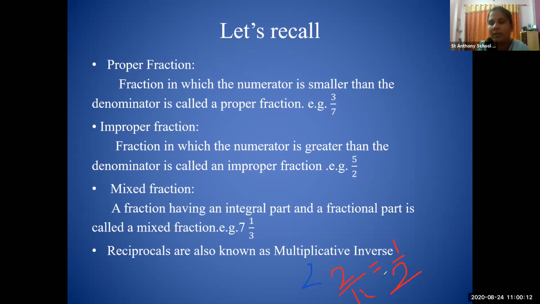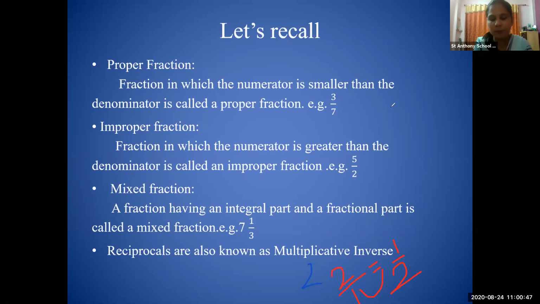Reciprocal means exactly invert, like a mirror. Do you know when you see your image in water? If you stand near a river and see your image, your head appears down there and your legs appear up here, right? So that means inverse. So the reciprocal of 2 upon 1 is 1 upon 2. Understood?